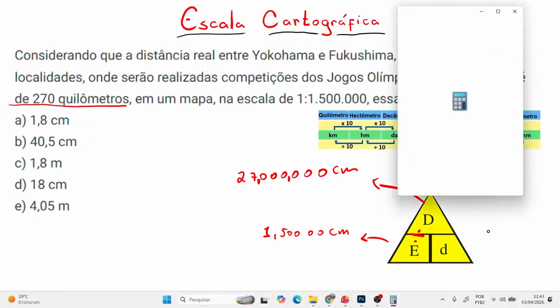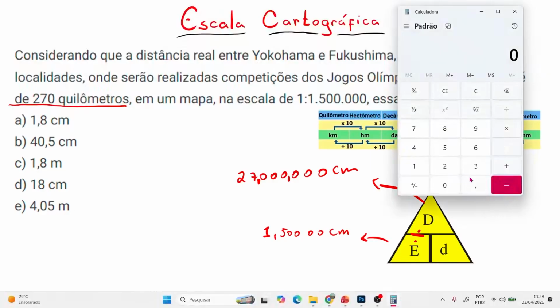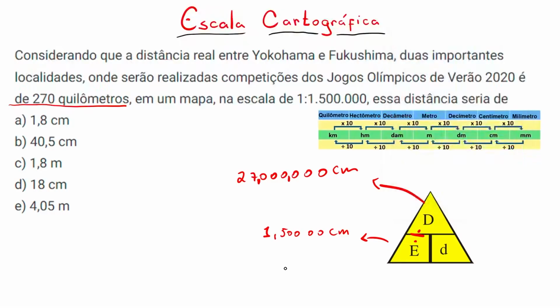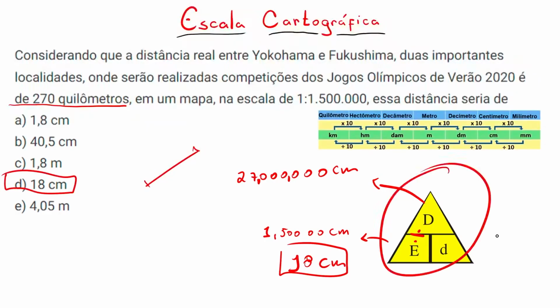Again, I'm going to open my calculator here, okay? Check this out. 27, 1, 2, 3, 1, 2, 3. 27 million divided by 1,500,000 is equal to 18. 18 what? Centimeters. That is the distance on the map in centimeters. If I take my ruler and measure, it will be 18 centimeters. See how using this little rule here makes everything easier?